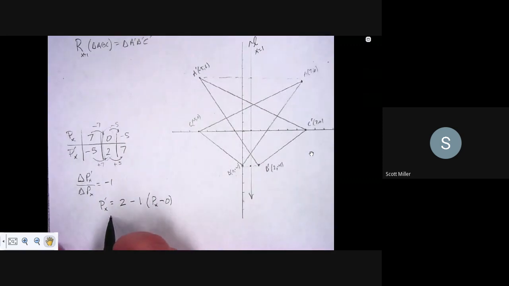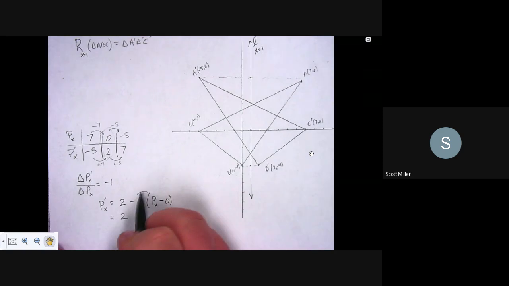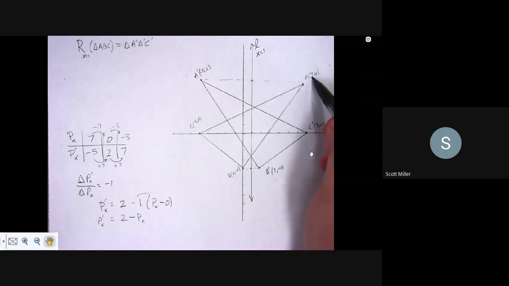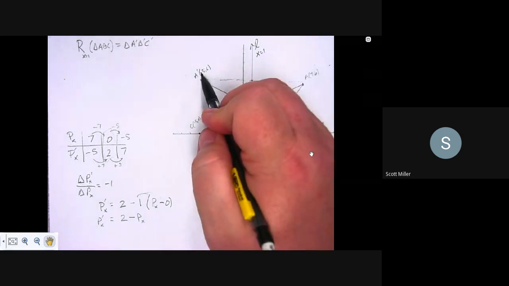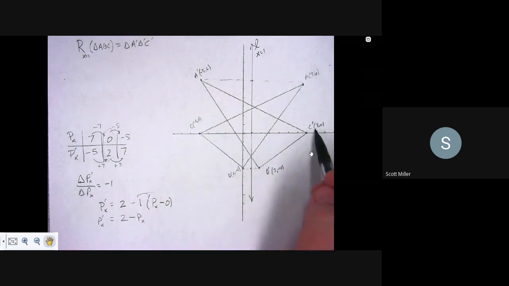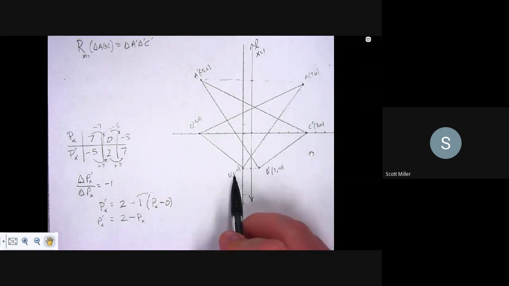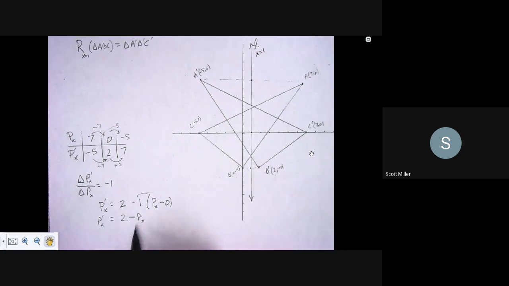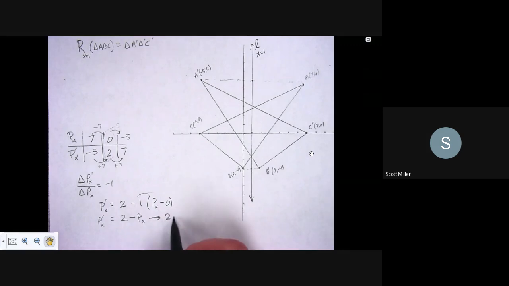And so what it tells me is this. As I distribute the negative sign and do all this kind of stuff, if I take 2 and subtract the original x value, I'm going to get the new value. Take 2 and subtract 7. There you go. Take 2 and subtract -5. So 2 minus a -5 is 7. Take 2 and subtract 0. 2. So this is my new rule, which I can then change to 2 minus x.